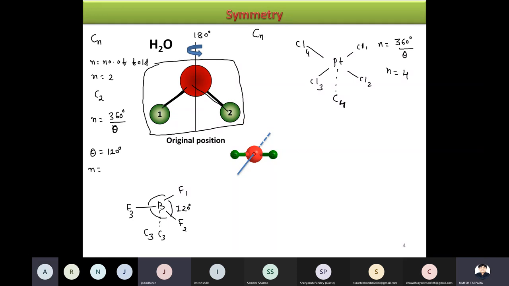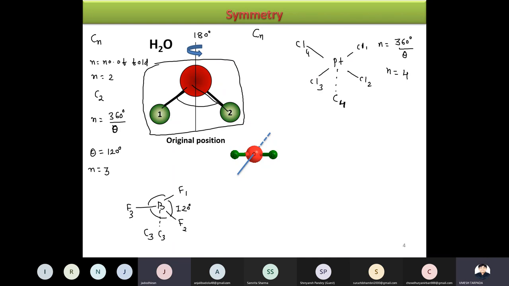In BF3, at which angle is one rotation? You have to shift F1 to the position of F3. So what is the angle of rotation? 120. So that is why you put theta equal to 120. So n is equal to 3. So this axis is called C3.